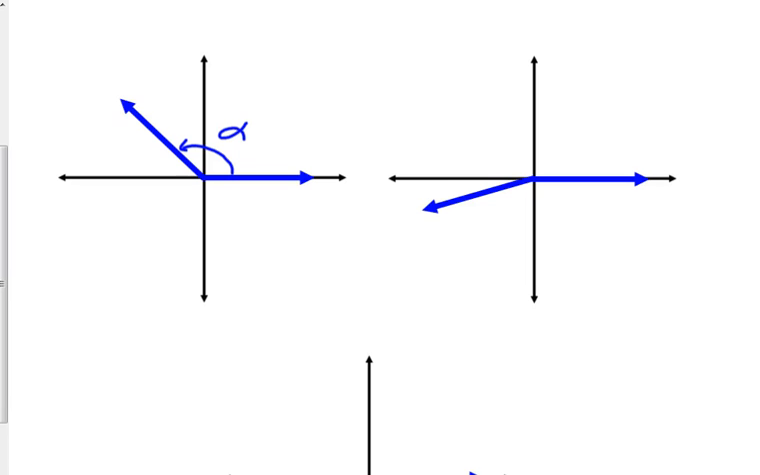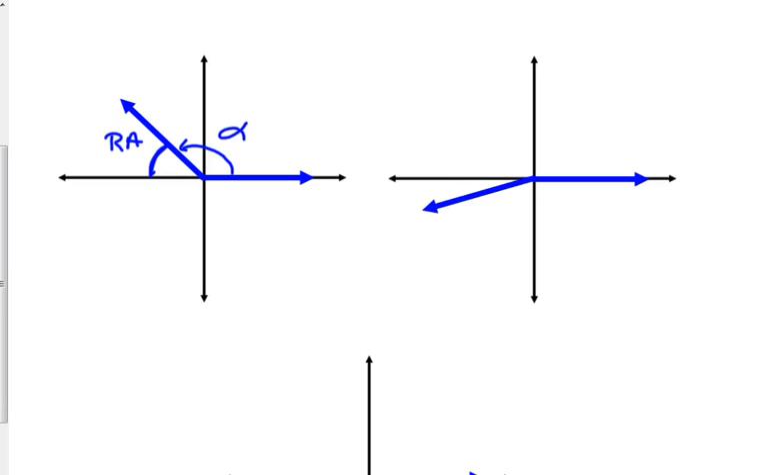Its reference angle is the measure of that angle to the closest horizontal axis. So this is the reference angle right here, and I'm going to label it RA. So how would we find the measure of that angle right there?